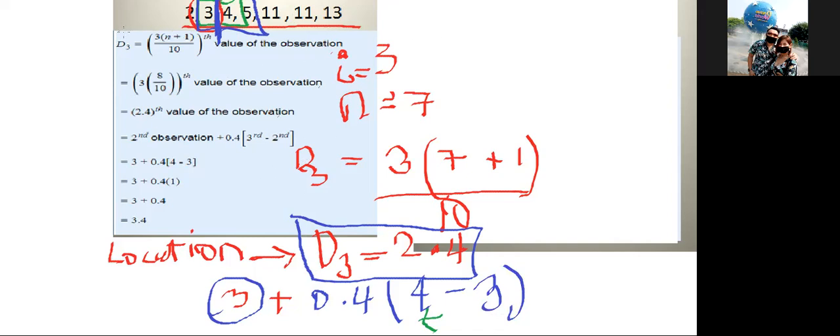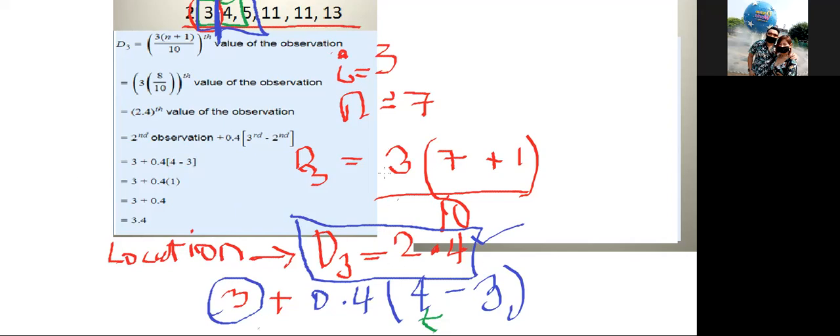Because we can see that 2.4 is in the middle of the second and the third observation. So here, what is your first observation? You have 2, then the second is 3 and 4. So it is in the middle. 2.4 is in the middle, the position or the location. So we need to find that first.